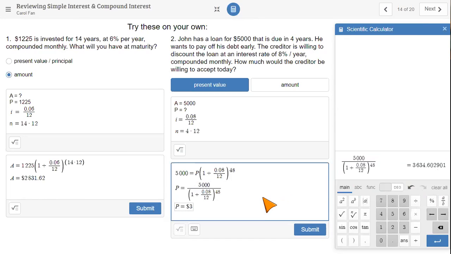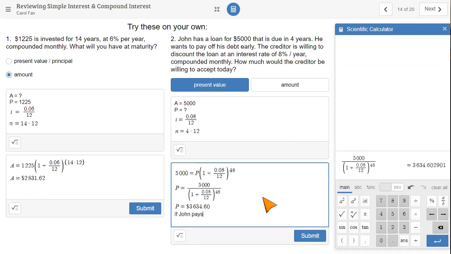So principal now, 3,634 and 60 cents. So if John pays his debt today, he can pay 3,634 instead.